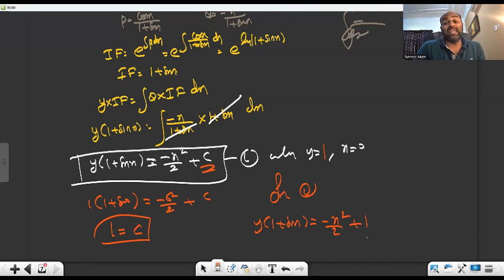So linear order and degree are discussed. Linear differential equation also discussed. And tomorrow I'll come with homogeneous differential equations. Try to come a little early.